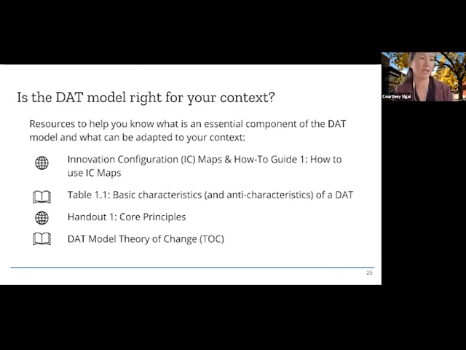So we have developed resources such as innovation configuration maps, along with a how-to guide of how to use these innovation configuration maps, and that helps you distinguish what is acceptable and unacceptable variations of the DAT model. Within our book, we have a table that outlines the basic characteristics and anti-characteristics of a DAT. And this expands on what Joelle outlined earlier on what is a DAT and what might not be a DAT.